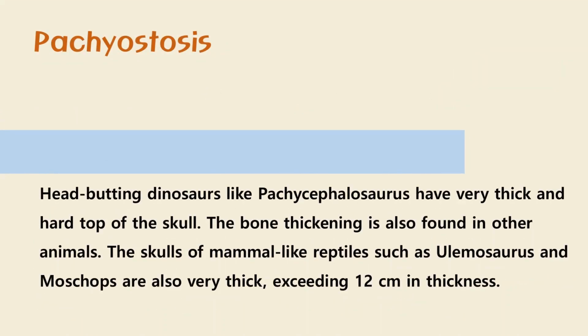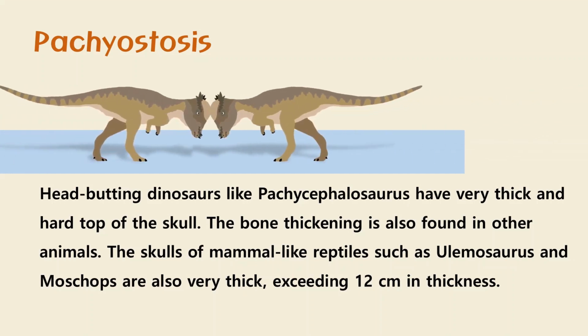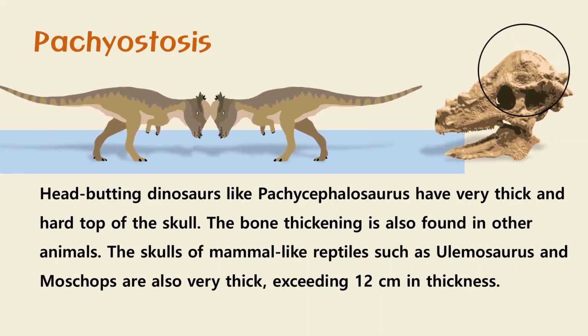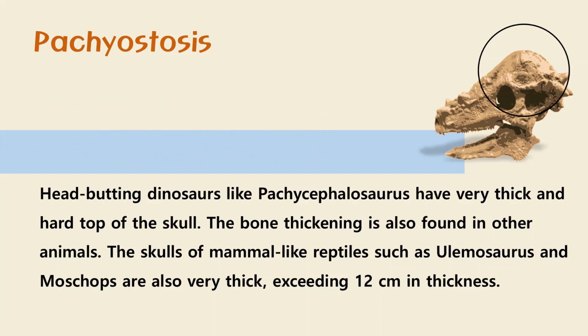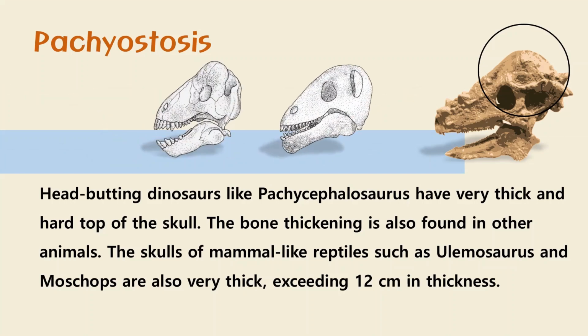Pachyostosis. Head-butting dinosaurs like Pachycephalosaurus have a very thick and hard top of the skull. The bone thickening is also found in other animals. The skulls of mammal-like reptiles such as Estemmenosuchus and Moschops are also very thick, exceeding 12 centimeters in thickness.